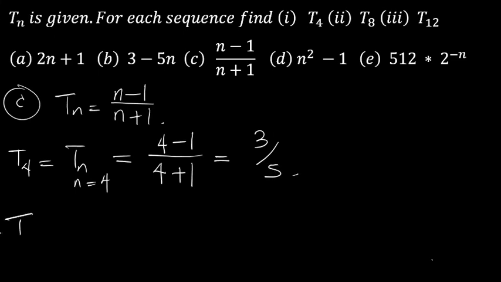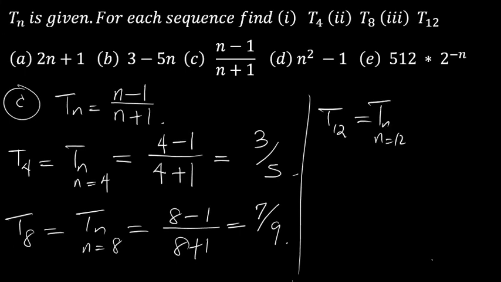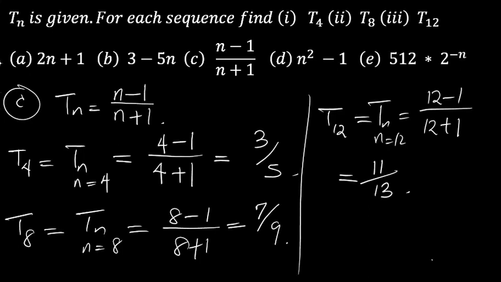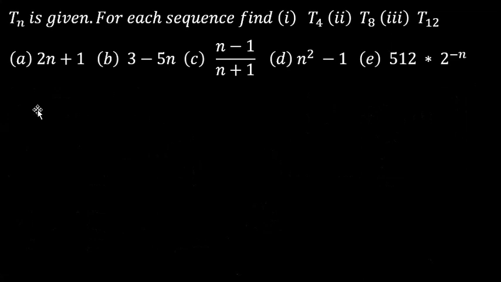So now the eighth term is the nth term when n is equal to 8, which is equal to 8 minus 1 divided by 8 plus 1. This will give us 7 divided by 9. Now the 12th term is the nth term when n is equal to 12, which will be equal to 12 minus 1 divided by 12 plus 1. This will now be equal to 11 divided by 13. So that is for the C part of the question.